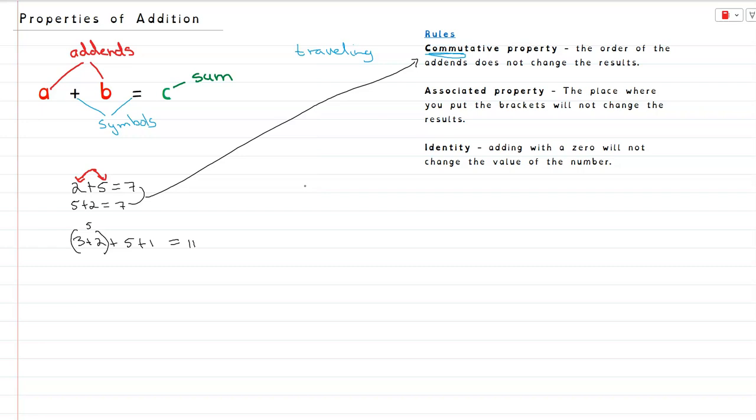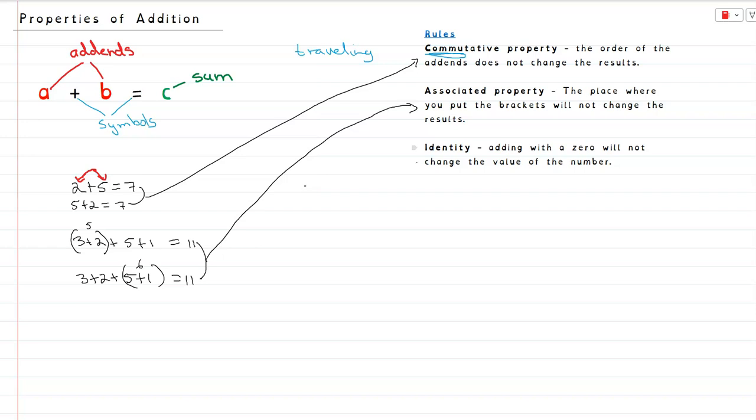And if we move the brackets, so 3 plus 2 plus 5 plus 1, and we move the brackets to here, and we solve this first. This is 6. So 3 plus 2 gives us 5, plus 6 gives us 11. So this doesn't change. Wherever you put the brackets does not change what the result is when you're doing an addition equation. Okay, but this is only for addition at this moment. So that is the associative property.